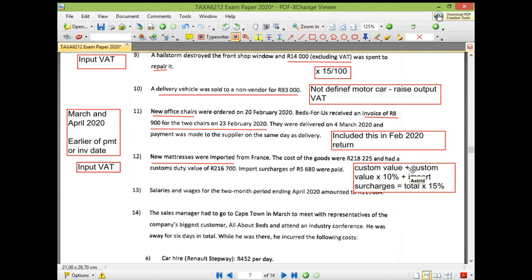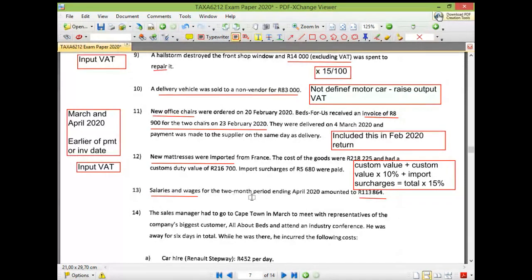Then salaries and wages. Salaries and wages do not form part of your enterprise. It's not part of the business supply of goods and services, so it is not carrying on an enterprise. So that's why no VAT would be claimed on that.